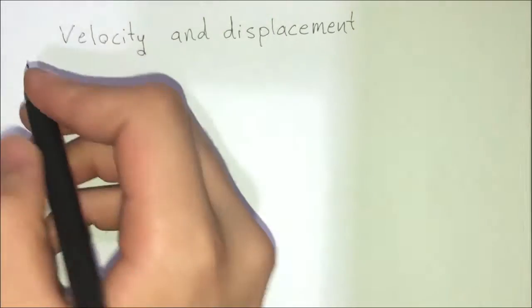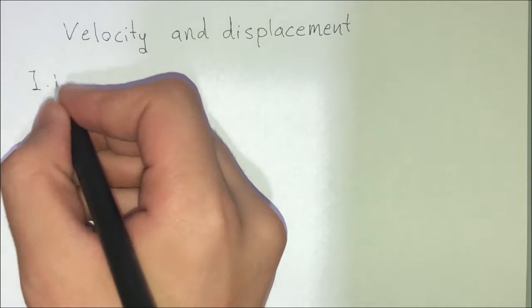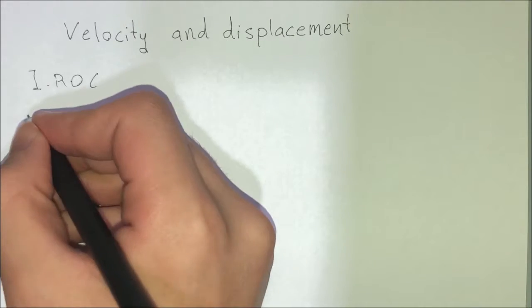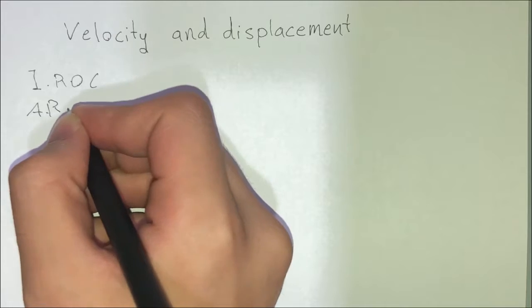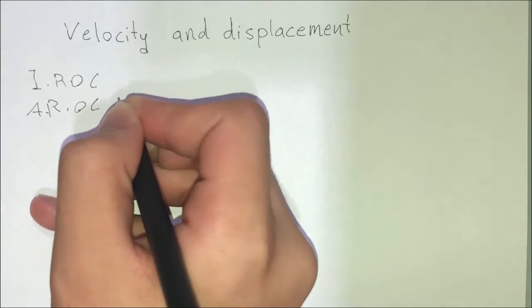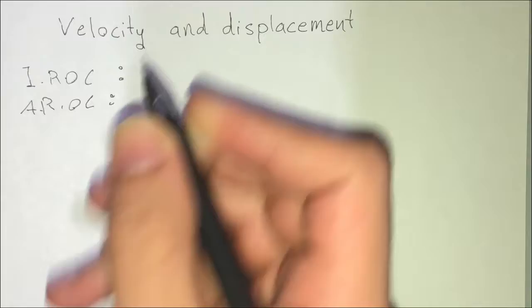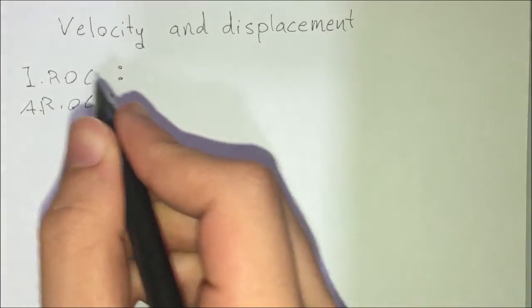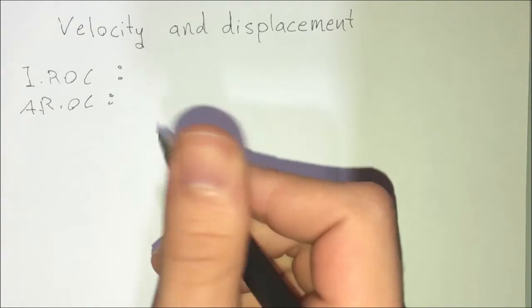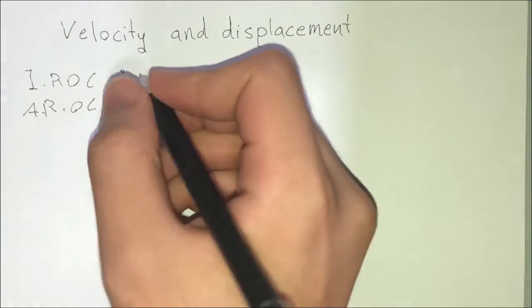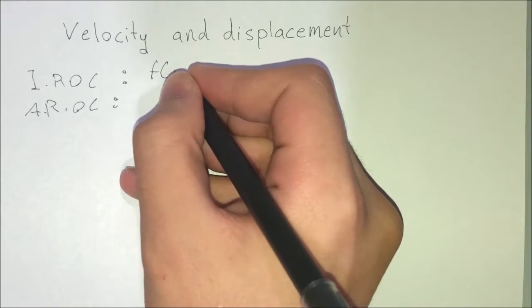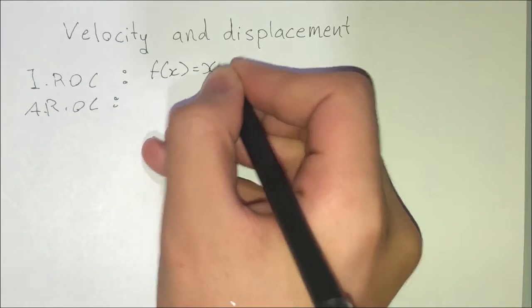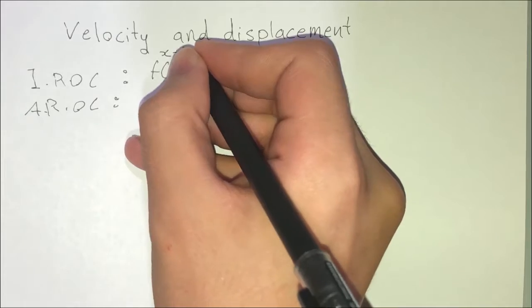So as a start, let's review instantaneous rate of change, also written as IROC, and average rate of change, written as AROC. Now, instantaneous rate of change is the slope of the tangent line, and it can be found through deriving a given function and substituting a specific point where the rate is being calculated. So for example, let's say we have the given function f(x) equal to x squared, and you want to find the instantaneous rate of change at x equals 2.